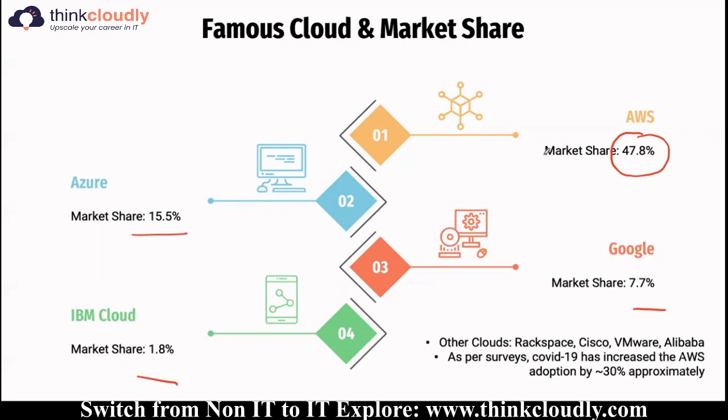So AWS is the most popular and most demanded cloud, and it has all the services which are required for any organization to grow. That is why AWS is the preferred choice for many organizations, and that is why you can see that 47.8% of the market has adopted AWS. Make sense, everyone?